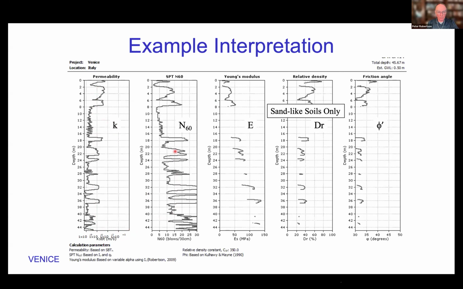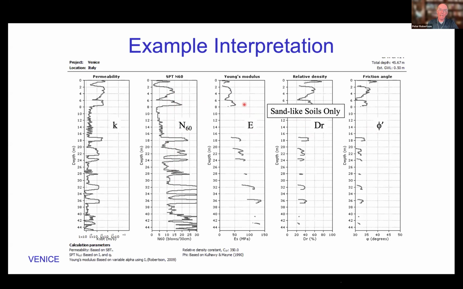And then, of course, countries that use the SPT still like to see what the equivalent N value is. So you get a profile of N, but not just N, it's N60. It's the N value at 60% energy. And then the next 3 plots, which are designed for sand-like soils only, are the Young's modulus, relative density, and peak friction angle using well-established correlations.